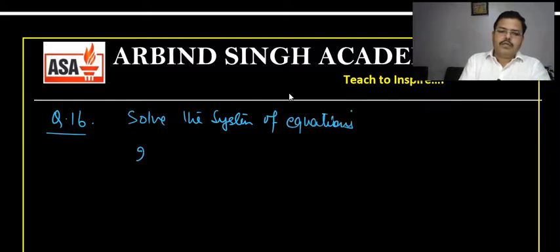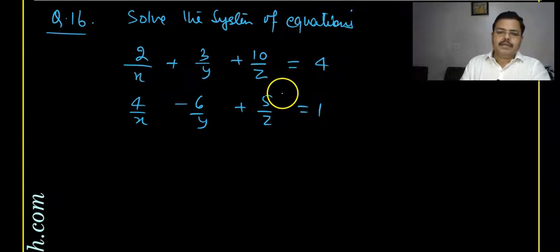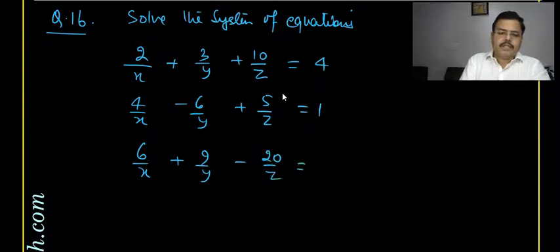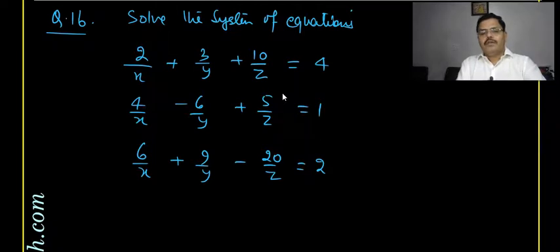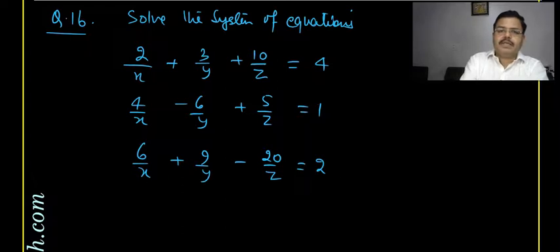2 by x plus 3 by y plus 10 by z is equal to 4. 4 by x minus 6 by y plus 5 by z is equal to 1, and 6 by x plus 9 by y minus 20 by z is equal to 2. This can be solved by the matrix method as well as Cramer's rule, but because we are dealing with matrices, we will take the matrix method only.